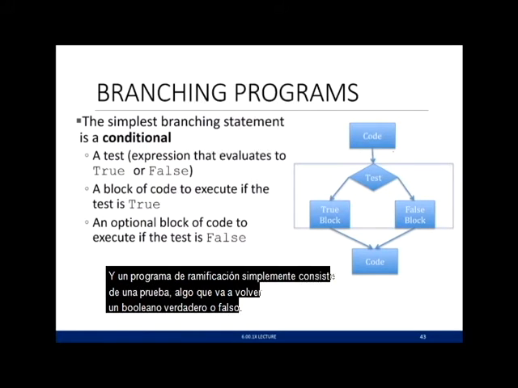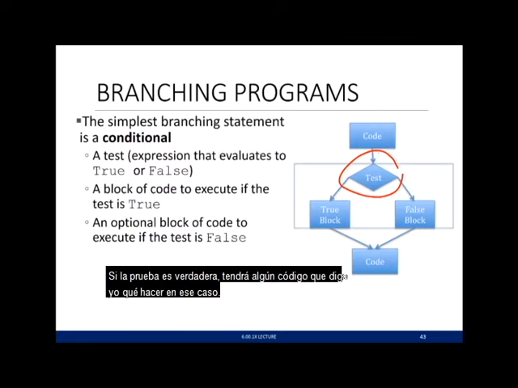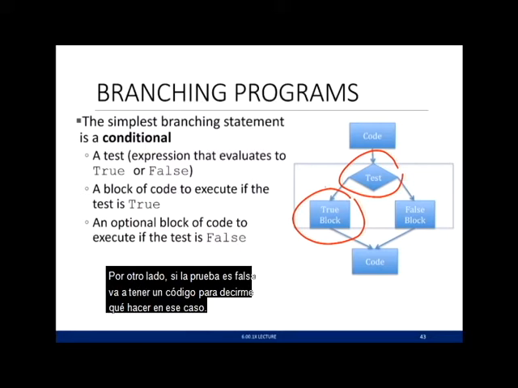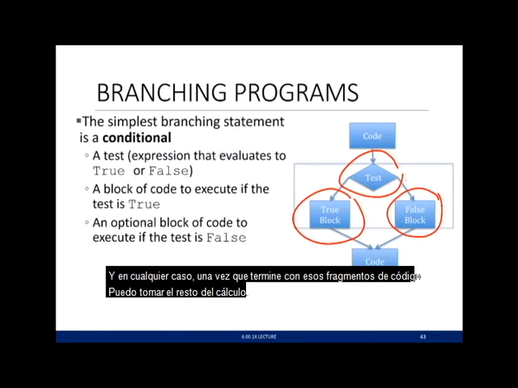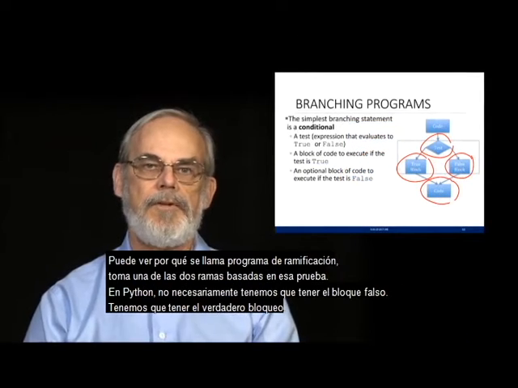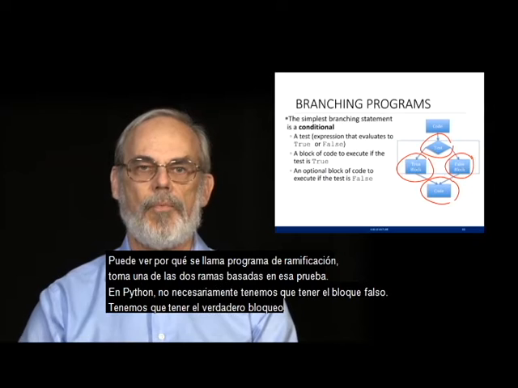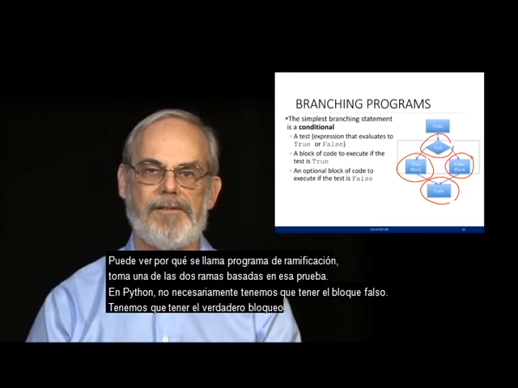And a branching program then simply consists of a test, something that's going to return a Boolean true or false. If the test is true, it's going to have some code that tells me what to do in that case. On the other hand, if the test is false, it's going to have some code to tell me what to do in that case. And in either case, once I'm done with those pieces of code, I can pick up the rest of the computation. You can see why it's called a branching program. It takes one of two branches based on that test.